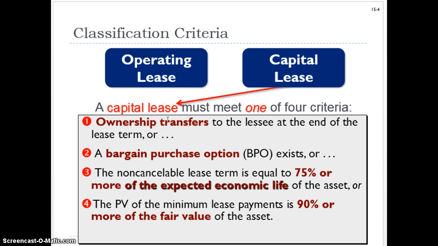And the fourth one, the present value of the minimum lease payments is 90% or more of the fair value of the asset. So for all intents and purposes, if you as the lessee have basically paid for this asset, you've paid 90% or more of the fair value of it. If that's the case, you've spent almost all the money for what it was worth, and it's going to be considered basically a transfer of property. It will be treated as a capital lease. And as I said, I will show you numbers on that.